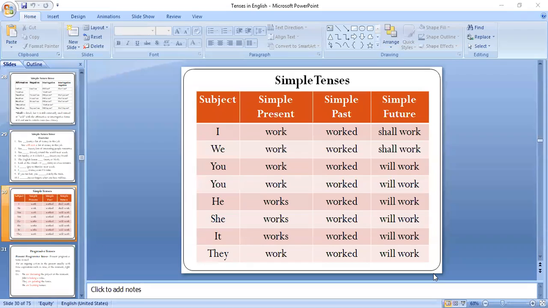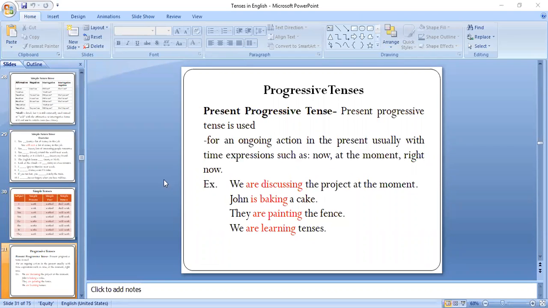Okay, so the simple future tense we were discussing about, and for the progressive tenses we are starting with the present progressive tense. What is the progressive tense? What does it mean? Progressive tense means continuous. The actions are continuous and they haven't completed, they are in progress. That is why they are called progressive or continuous.